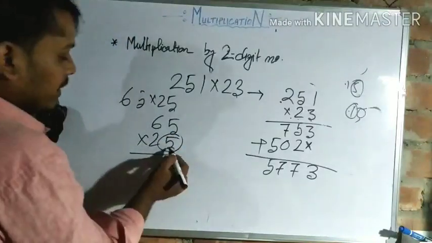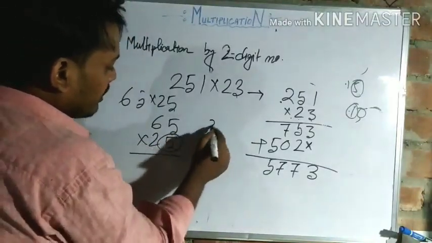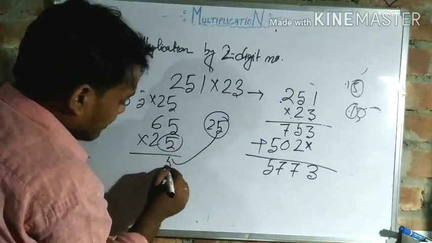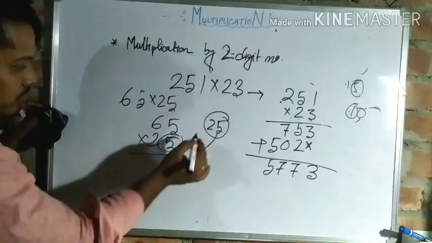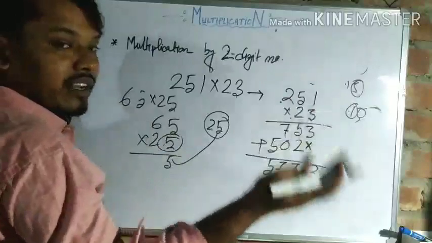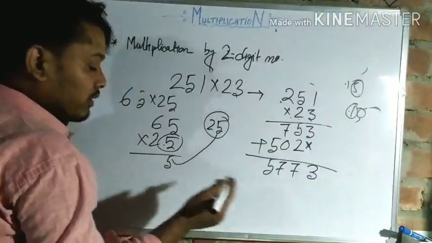If we multiply with this number, 5 times 5 is 25. 25 is a 2-digit number, so 5 sits here and 2 is carried over. 6 times 5 is 30, and 2 carried, 30 and 2 is 32. So 32.